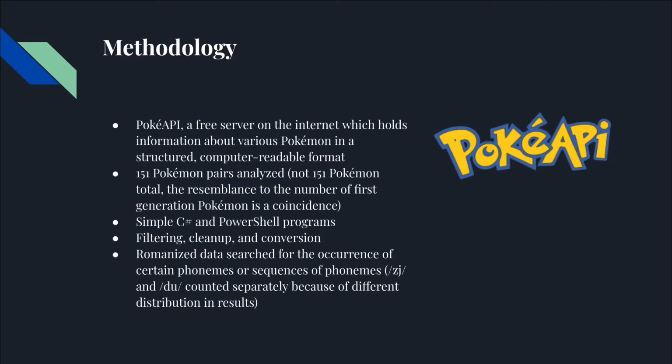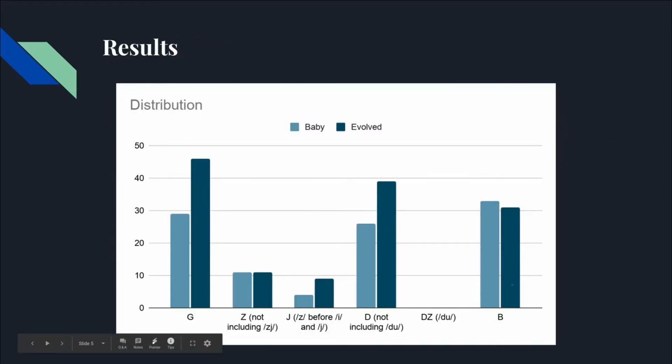And I searched for the occurrence of certain phonemes or sequences of phonemes. I counted the z-y sequence and the d-u sequence differently from just z and d, because the distribution was different, and I wanted to focus on that. Here's a quick look at the results.